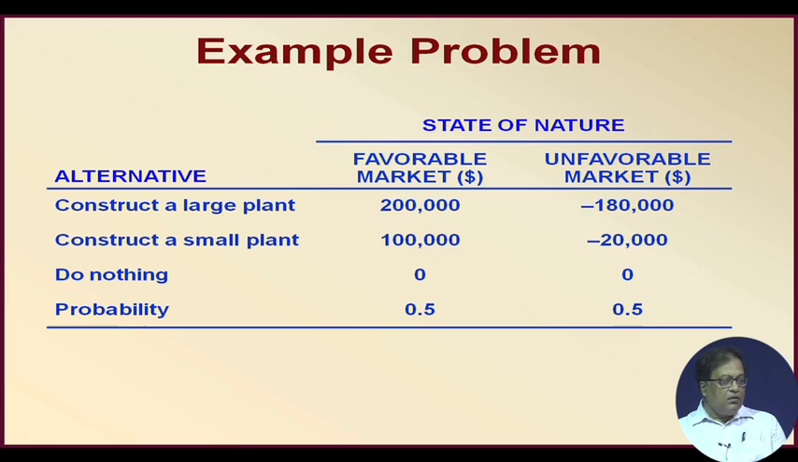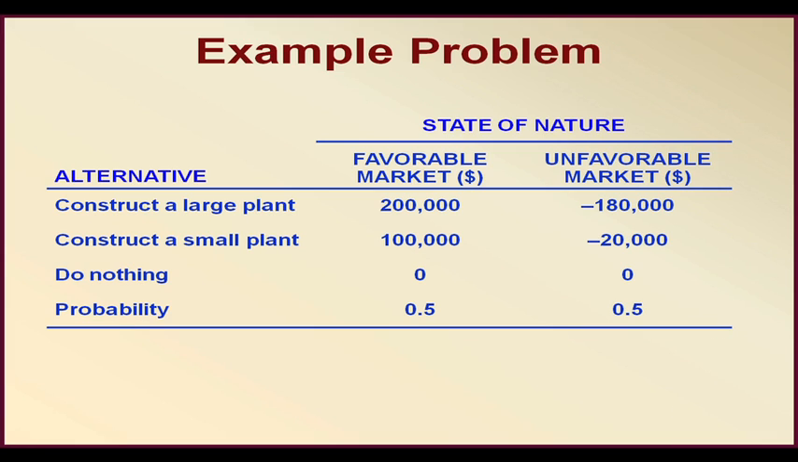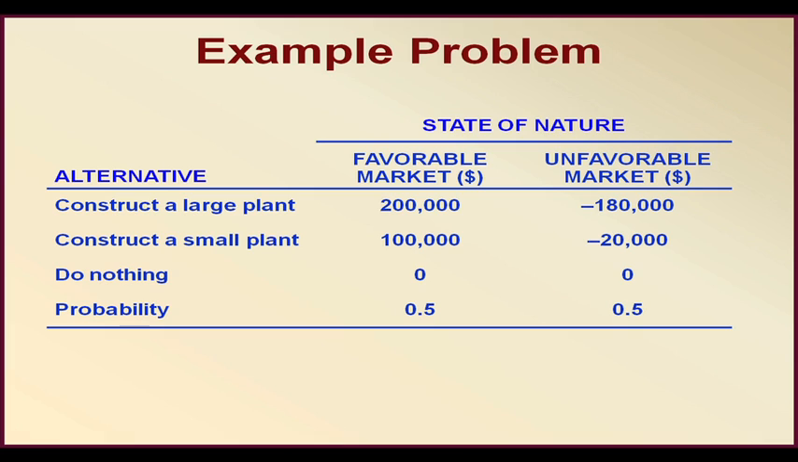Now, there are some probabilities: 0.5 each for favorable market and unfavorable market. Please remember, these probabilities are a priori or prior probabilities. What do they mean? If we do not conduct any experiment, then before that experiment, these are the probabilities of the favorable market or the unfavorable market. Now, suppose we have to convert this payoff matrix into a decision tree, how do we go about it?